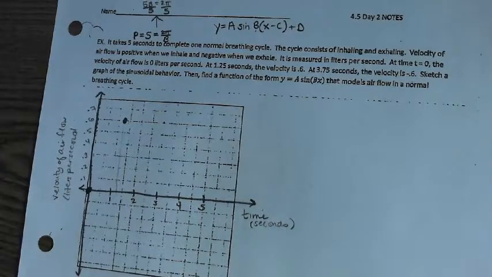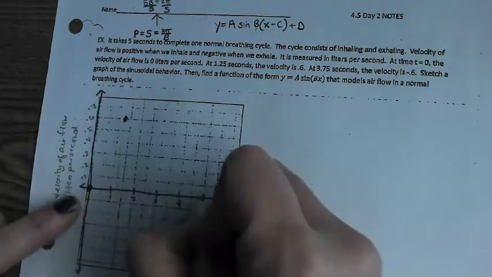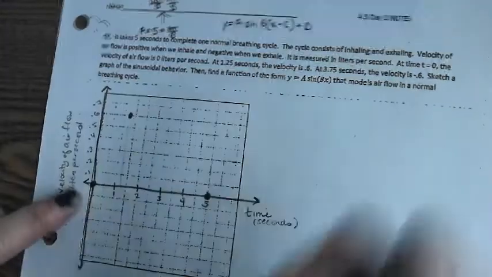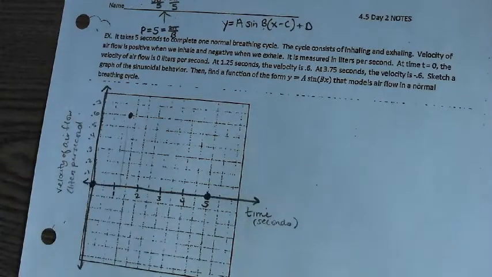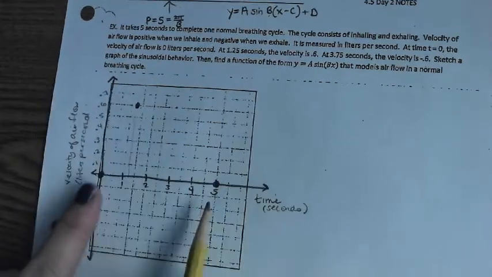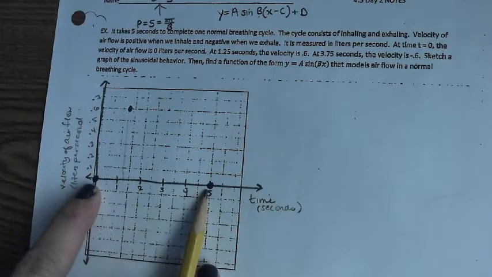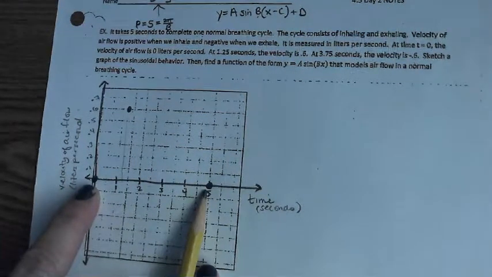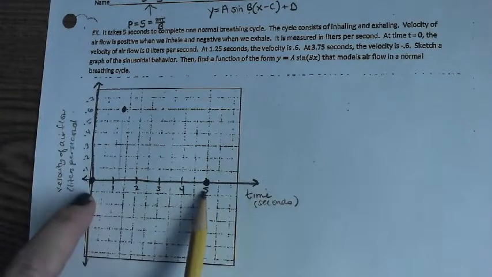If my starting and my ending are at 0 and 5, where's my halfway point going to be? Start, end of a sine curve. Where's my halfway point? Where's that? 2.5.